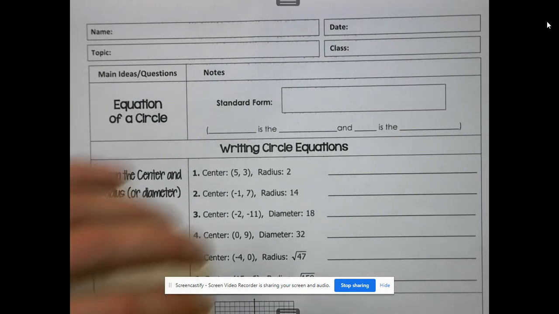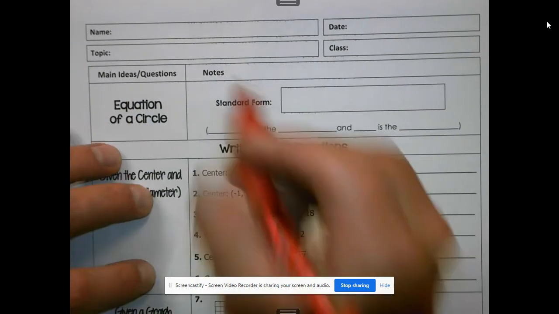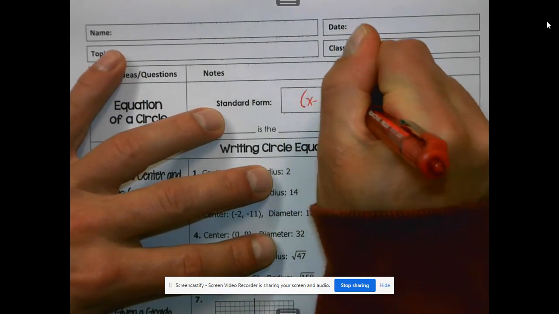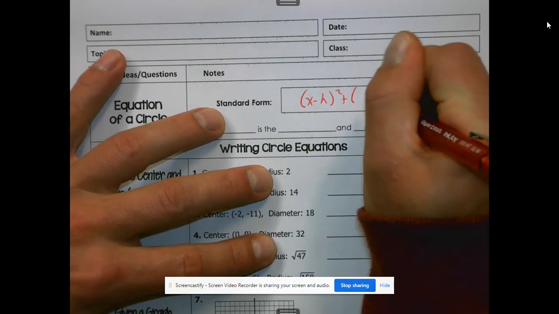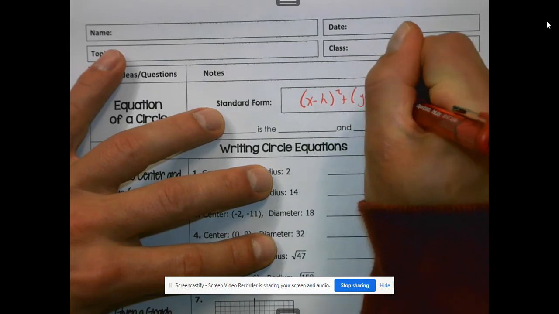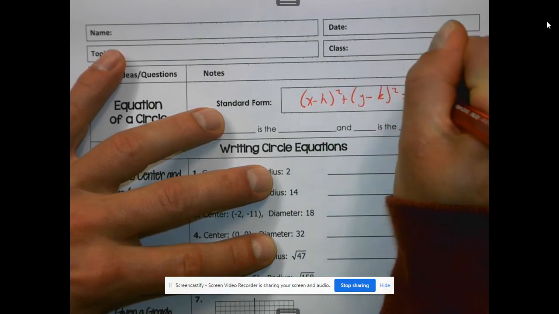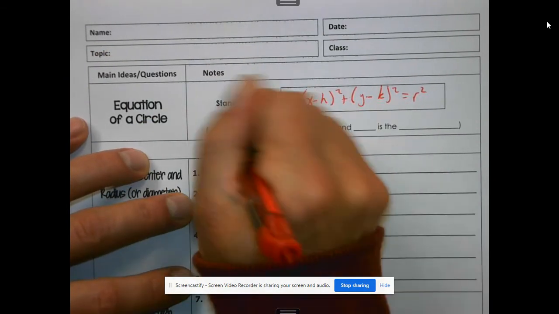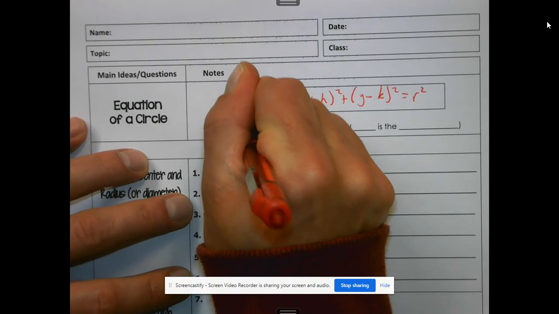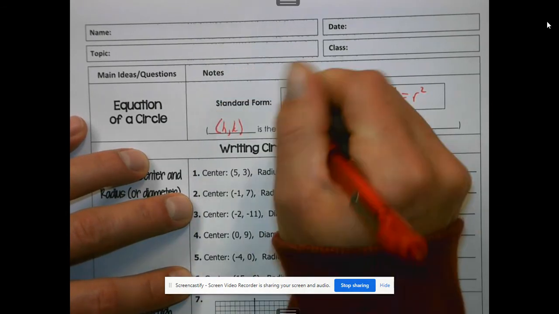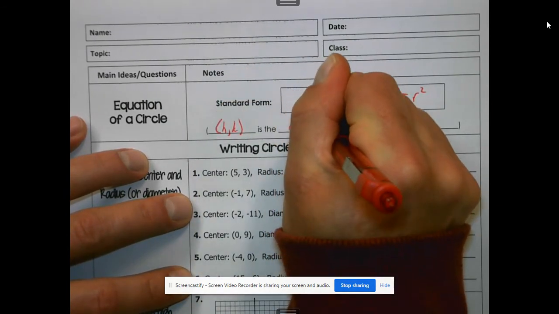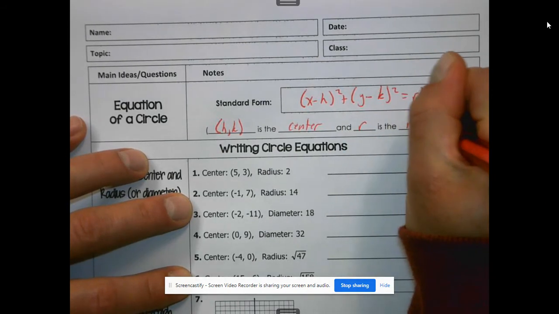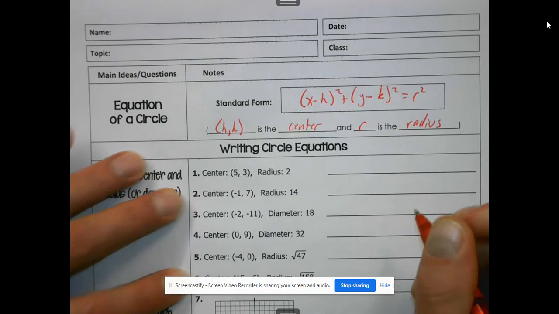All right, first up, what is the equation of a circle? The equation is (x - h)² + (y - k)² = r². All right, what do these pieces even mean? (h, k) is the center, and r is the radius. Still a little confusing, just hang on.